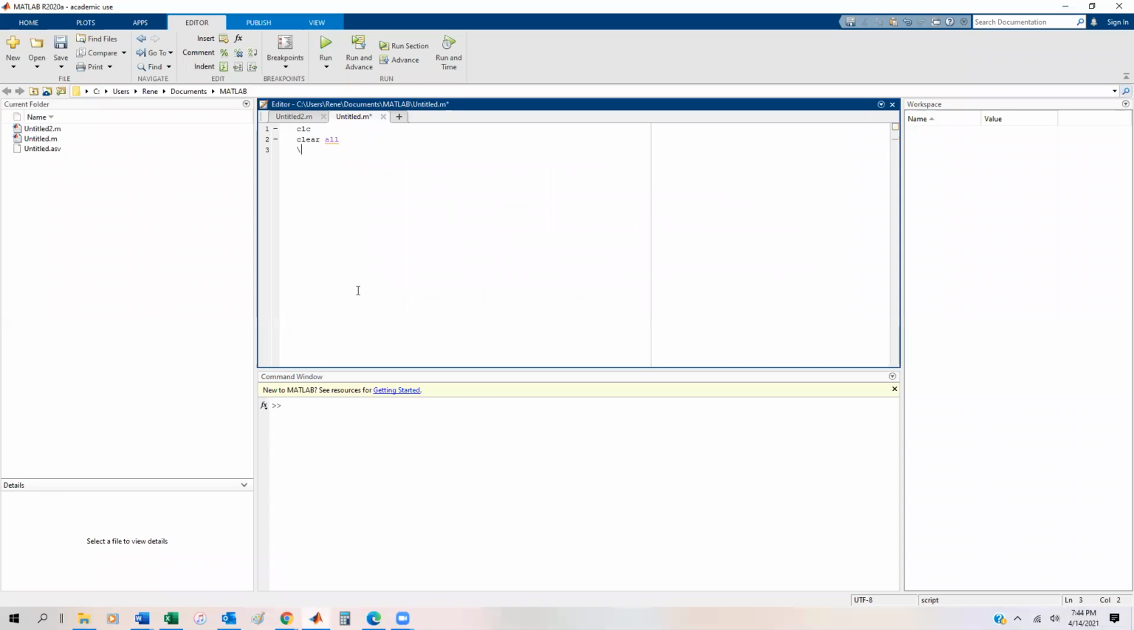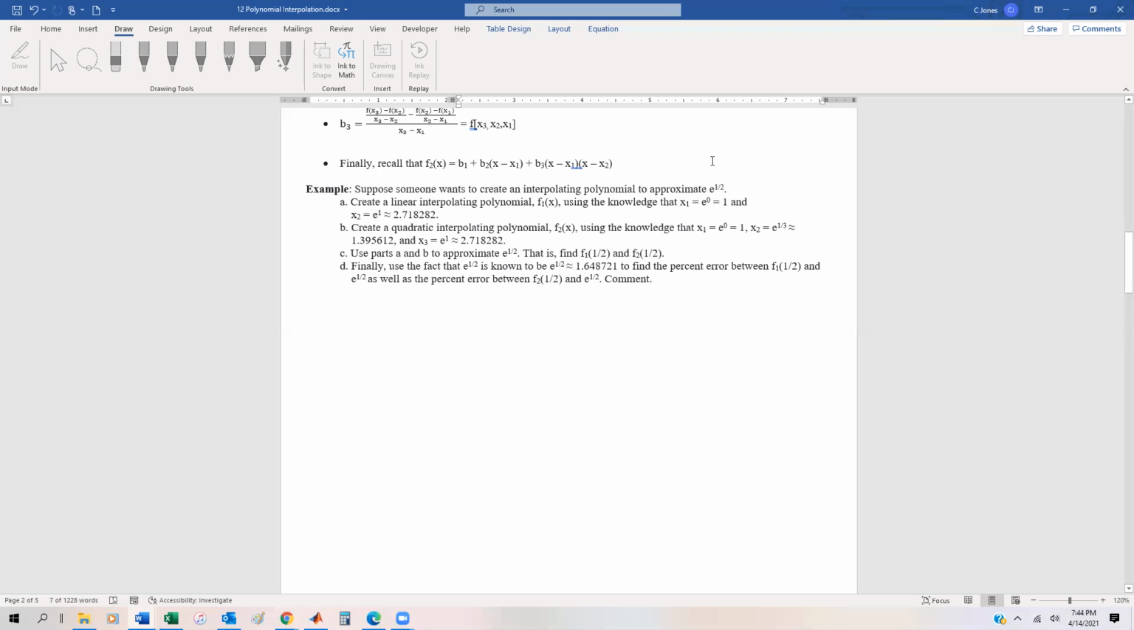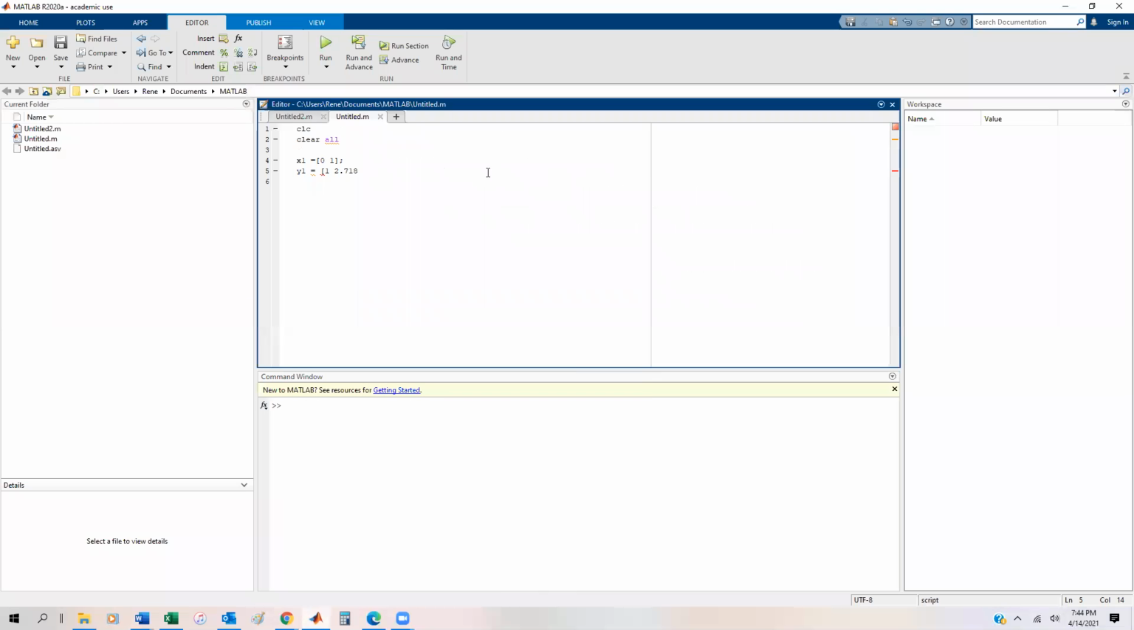I'm going to start by defining my matrix X1, and this is going to be the points 0 and 1. I'm going to call Y1 the Y coordinates, which are 1 and 2.718, etc. Let me go back and look: 2.718282. Now we can start to calculate what B sub naught as well as B sub 1 is.